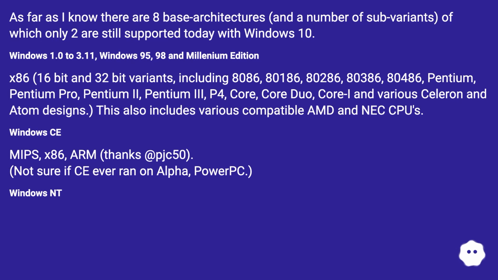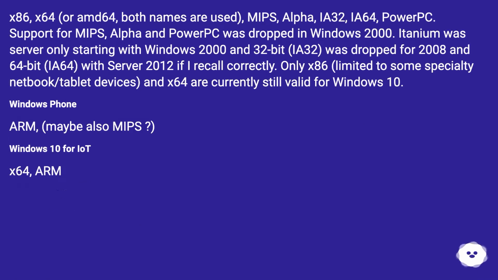Windows CE: MIPS, x86, ARM, thanks at PJC 50. Not sure if CE ever ran on Alpha, PowerPC. Windows NT: x86, x64, or AMD 64, both names are used, MIPS, Alpha, IA32, IA64, PowerPC. Support for MIPS, Alpha and PowerPC was dropped in Windows 2000.